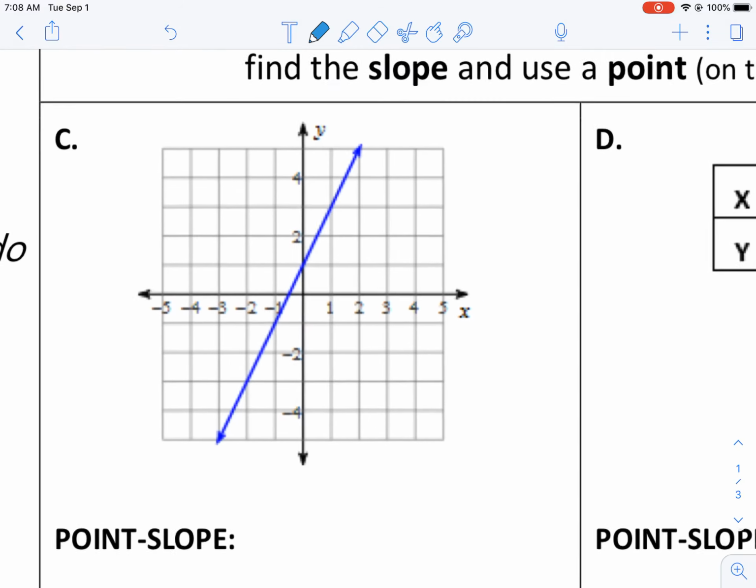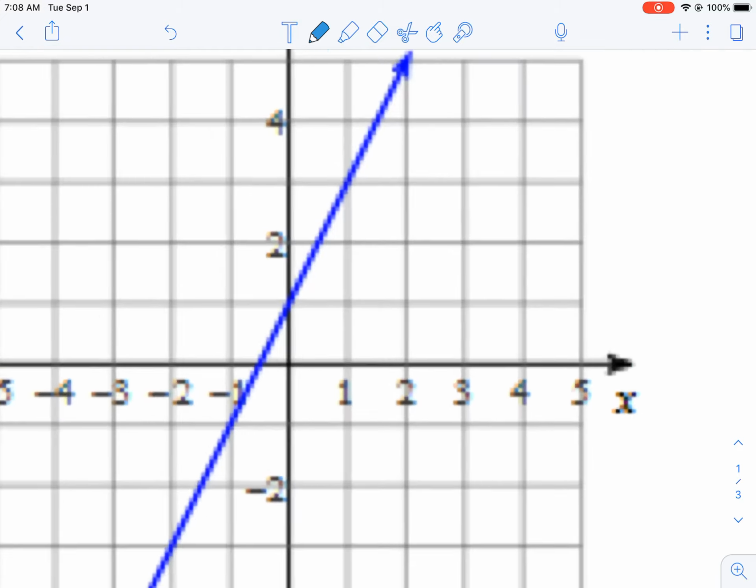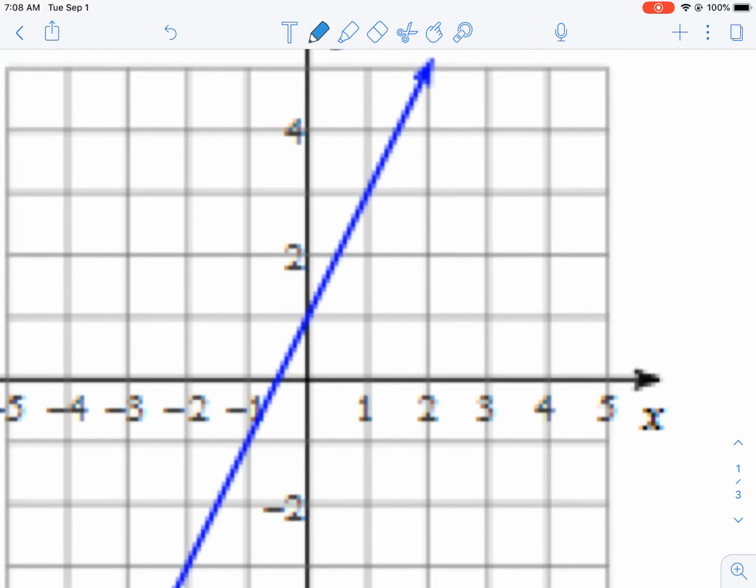So the first one we're going to look at is a graph. Now, since we're only given a graph, we don't actually know the slope. So it's important to figure out what the slope is. So whenever you have a graph and you want to figure out what the slope is, it's important to identify 2 points on the graph, and you want those points to be at whole numbers, right? So you want them to be where these t's are made, all right?